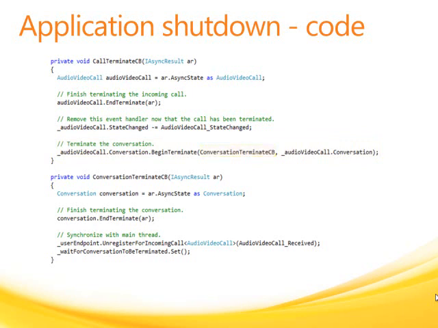In the code for the ConversationTerminateCB callback method, we see that the process of terminating the conversation is completed with the call to the conversation's EndTerminate method. We also see the UnregisterForIncomingCall method being used, so if an audio video call arrives, the incoming call delegate will no longer be used.